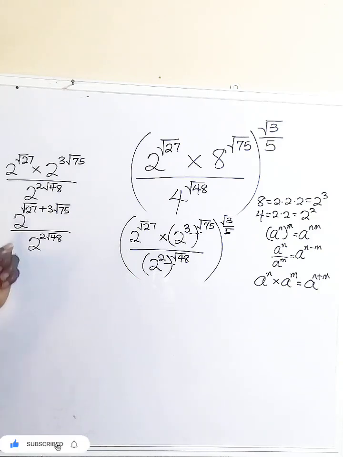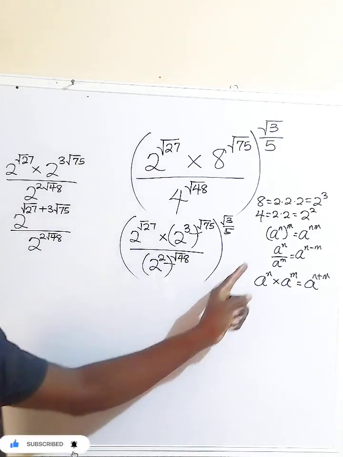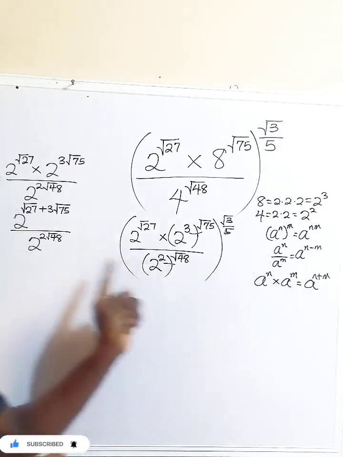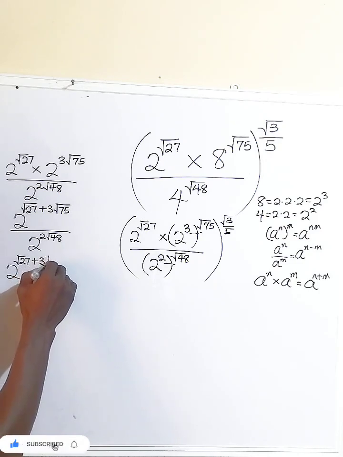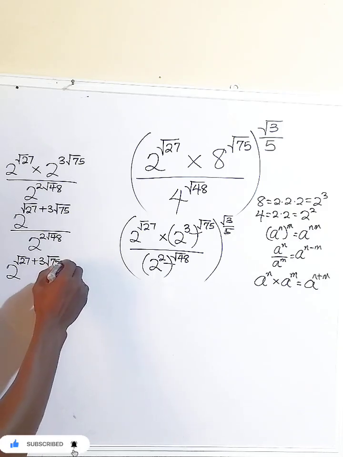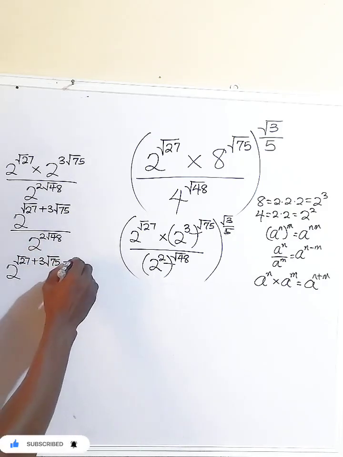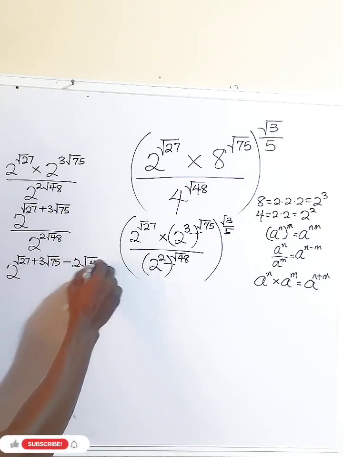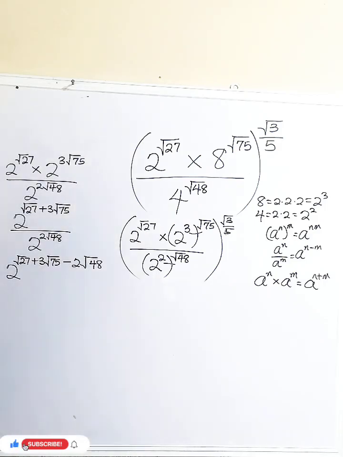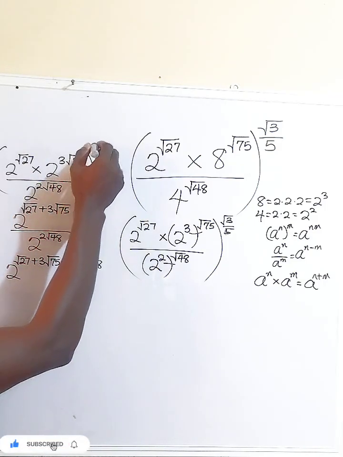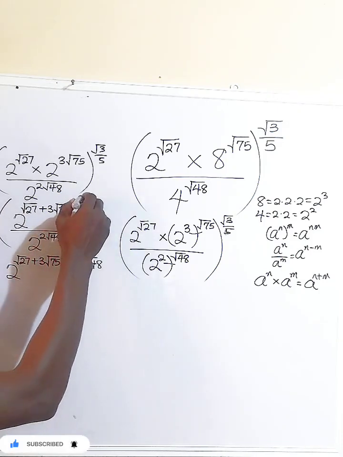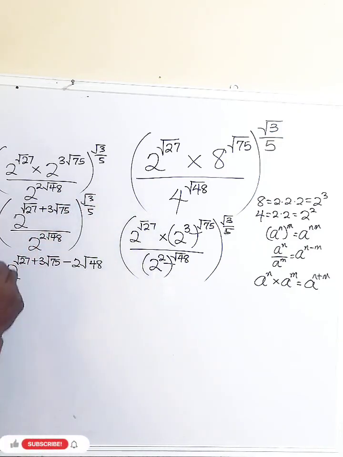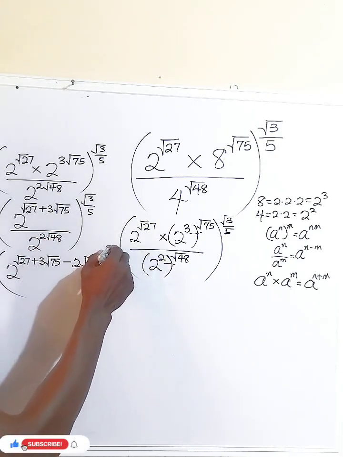Now that we have arrived at this point, let us apply the division law. So we end up having 2 raised to the power of the square root of 27 plus 3 root 75, then minus 2 root 48. Take note please that all these are raised to the power of root 3 all over 5.